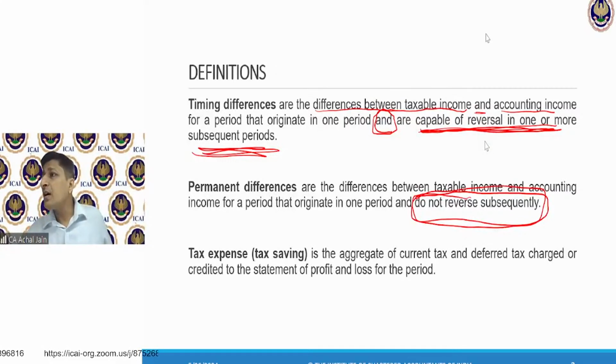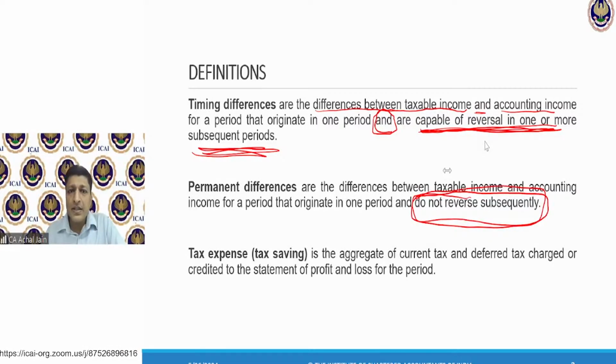Then Baswant is saying gratuity provision. Gratuity provision, not really, because gratuity is something which will be allowed. So in the books, you will create an expense for this. In income tax, this will be allowed on payment basis. So that's why it will be a timing difference, not a permanent difference.